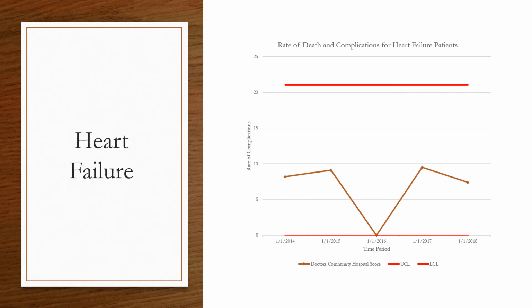Next, the third performance indicator was comparing Doctors Community Hospital performance for rate of complications and death for heart failure patients with its competitors. This chart shows that Doctors Community Hospital performance was within expected rates of its competitors once again. As mentioned previously, the observed values stayed between the upper control limit and also the lower control limit.